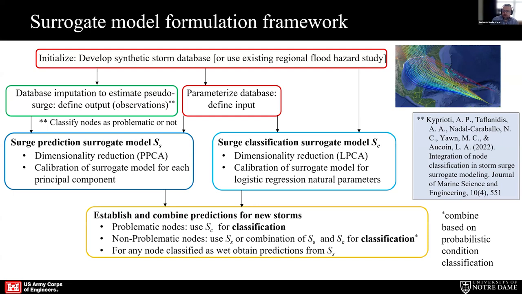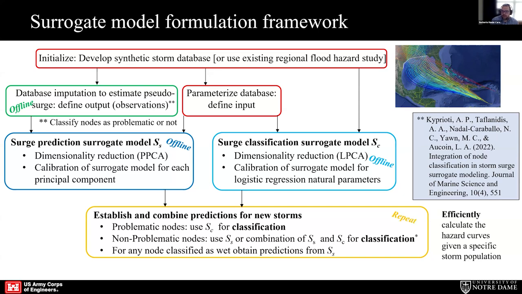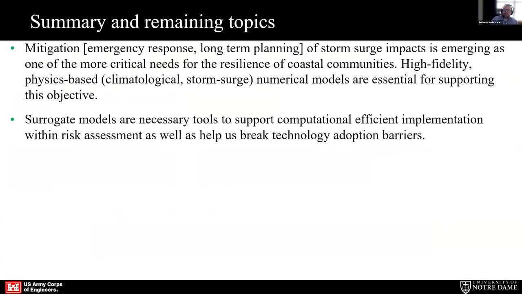We combine the results from both of these metamodels, and this is where the heavy computational burden really exists in this framework. So we can do the calibration of the surrogate models offline, and then we have the benefit that running the metamodel to predict the responses for any new storms typically can be done in a matter of seconds.